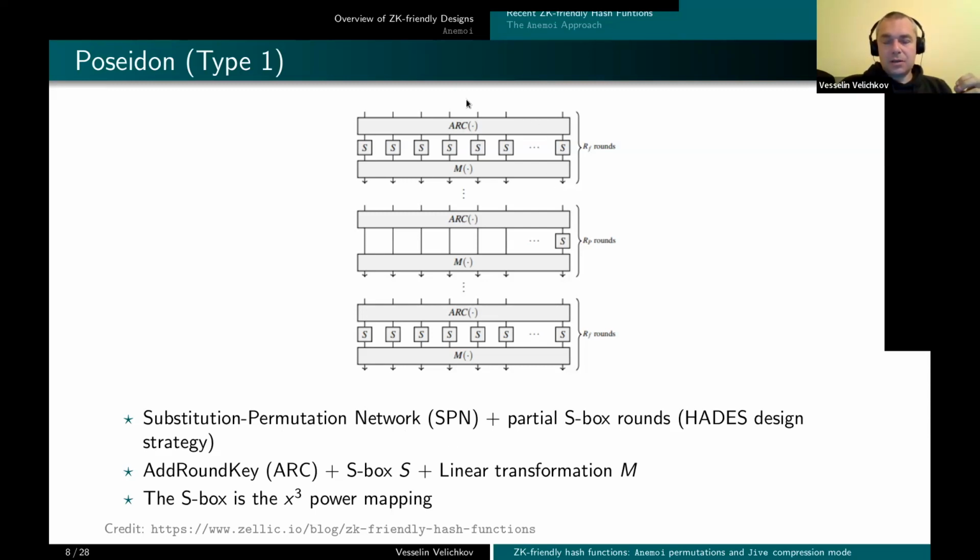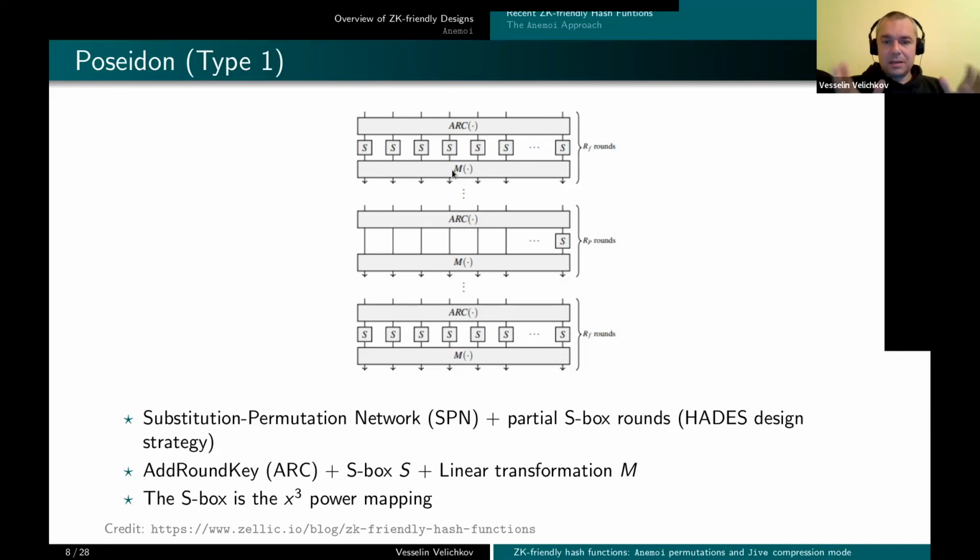So in this structure, we have a sequence of rounds that are iterated over the computation, and every round is composed of three operations. The first one is add round key or add round constant, depending on the context. The second is the nonlinear round that applies a layer of S boxes on smaller chunks of the state. And the third is the linear transformation. So you have substitution, permutation, substitution, permutation. The permutation would be the linear transformation.